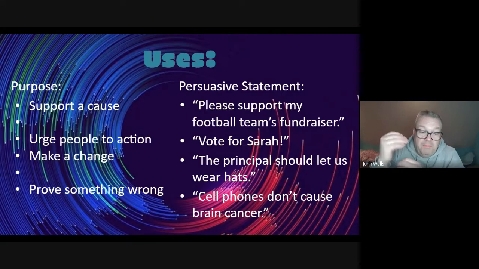Do we want people to make a change? We want something to happen, right? We want it to go from this to this. The principal should let us wear hats. Or we're trying to prove that something is wrong, or really reinforce the idea that here is something that we see that can be fixed. And here, cell phones don't cause brain cancer. People believe that, and we want people to change their minds.